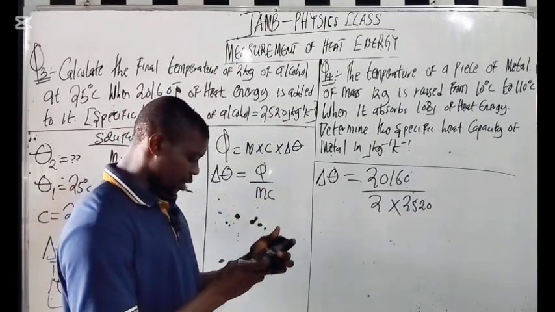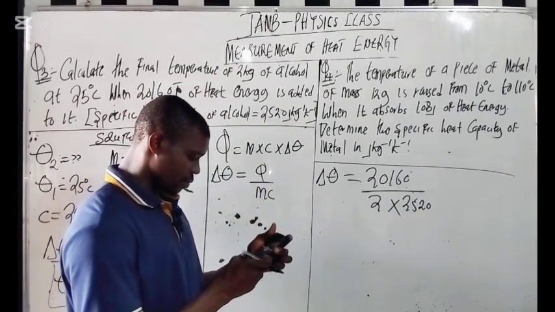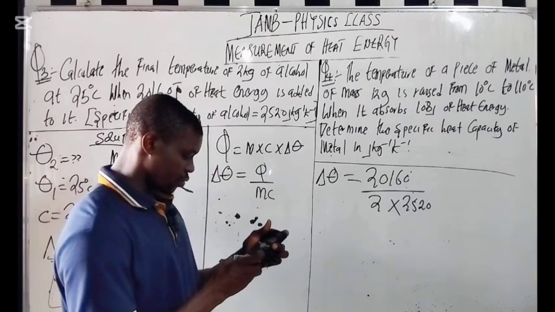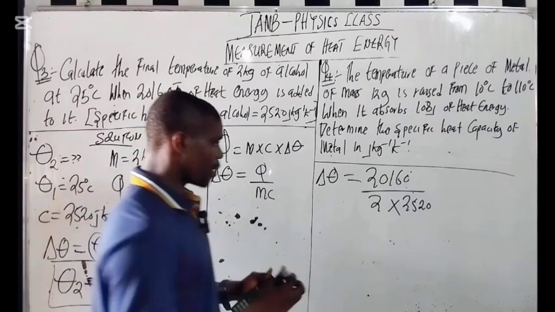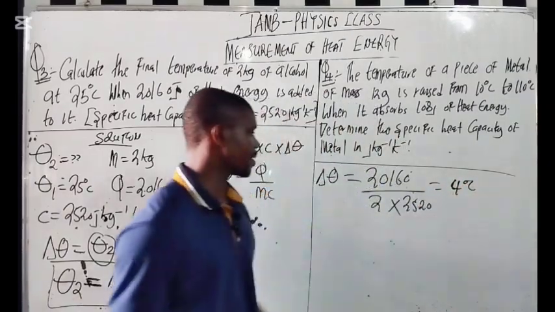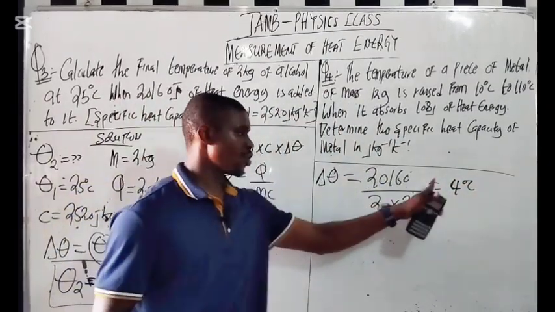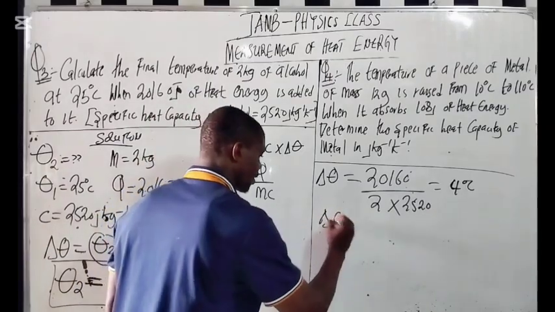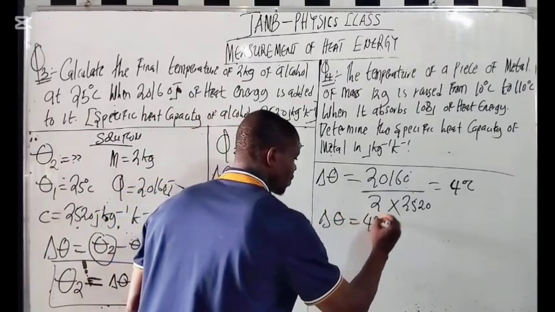So let's use our calculator here. 20160 divided by, here we have 2 times 2520. Here we have 4 degrees centigrade, right? So my change in temperature here is 4 degrees centigrade.